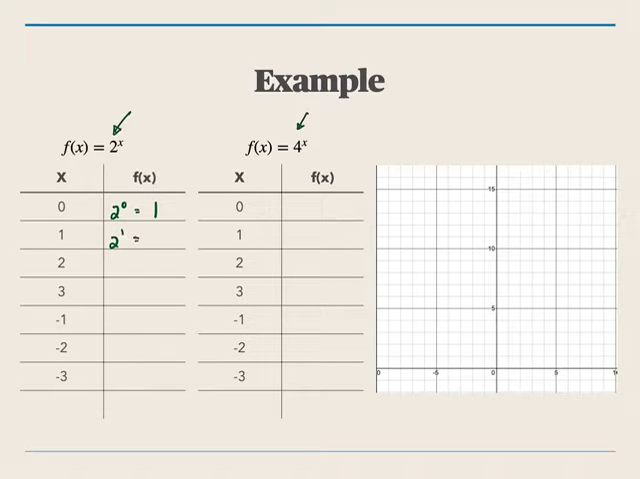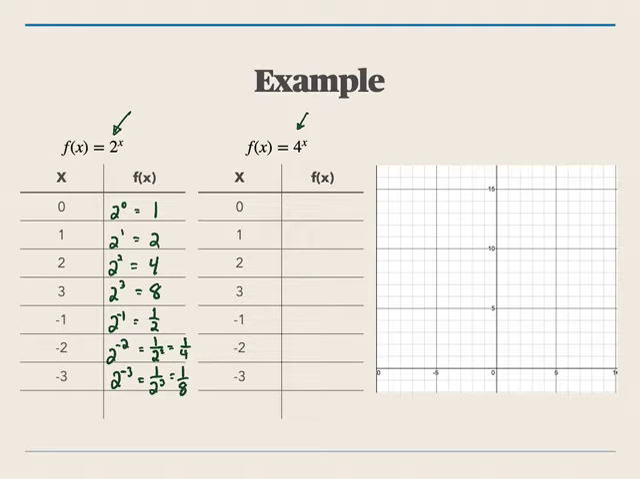Then 2 to the first power is 2. 2 squared would be 4. 2 to the third would be 8. Then 2 to the negative 1 would be 1 over 2. 2 to the negative 2 would be 1 over 2 squared, which is 1/4, etcetera. 2 to the negative 3 is 1 over 2 cubed, which is 1/8. So let's go ahead and graph this, and you'll see how easy it is.